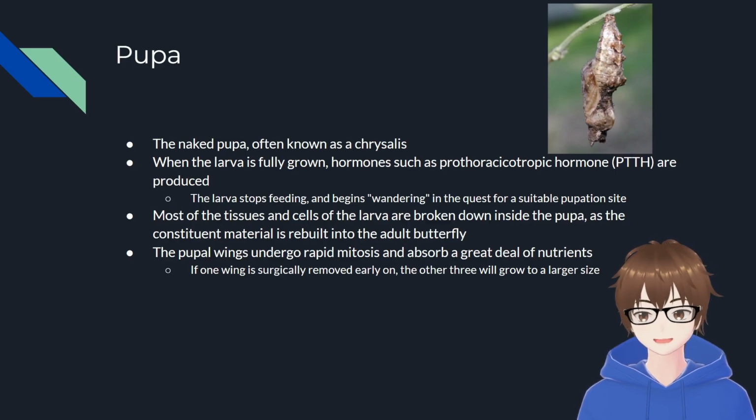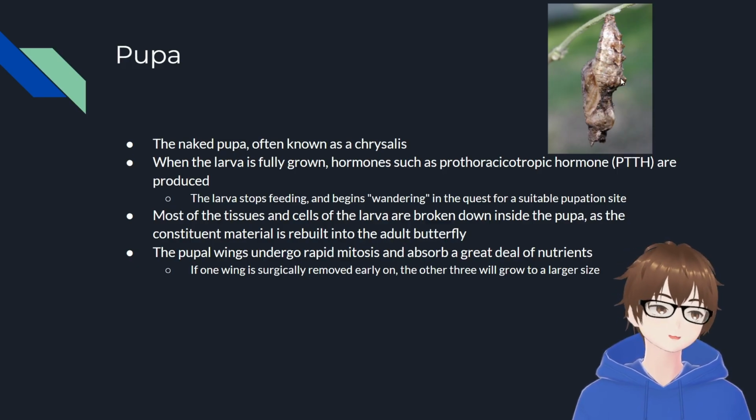And then the pupal wings will undergo rapid mitosis, absorbing a great deal of the nutrients. And a fun little fact here is if one wing is surgically removed early on, then the other three wings will grow to a larger size. And then I do have a picture of a pupa up here.